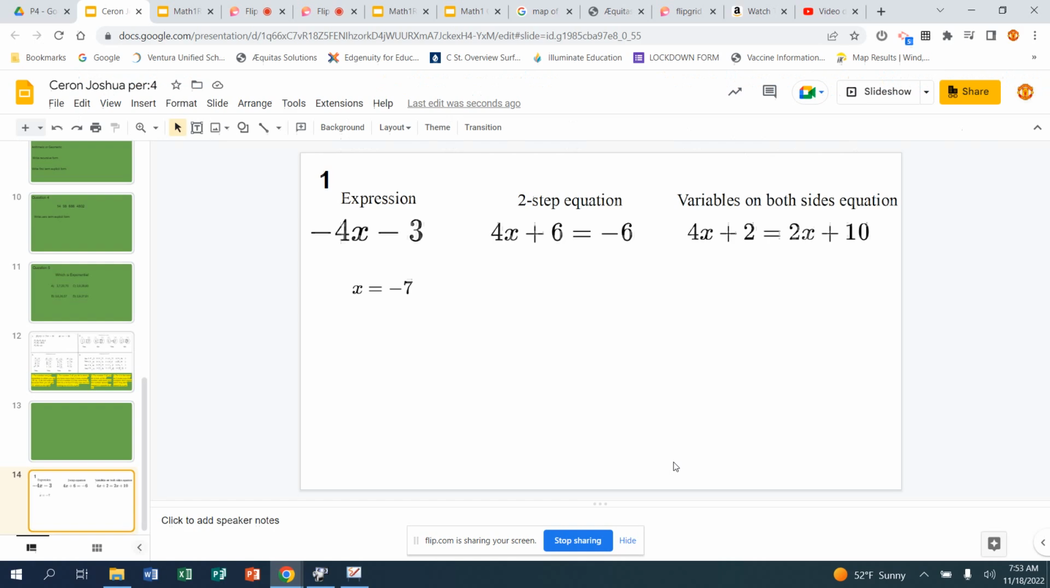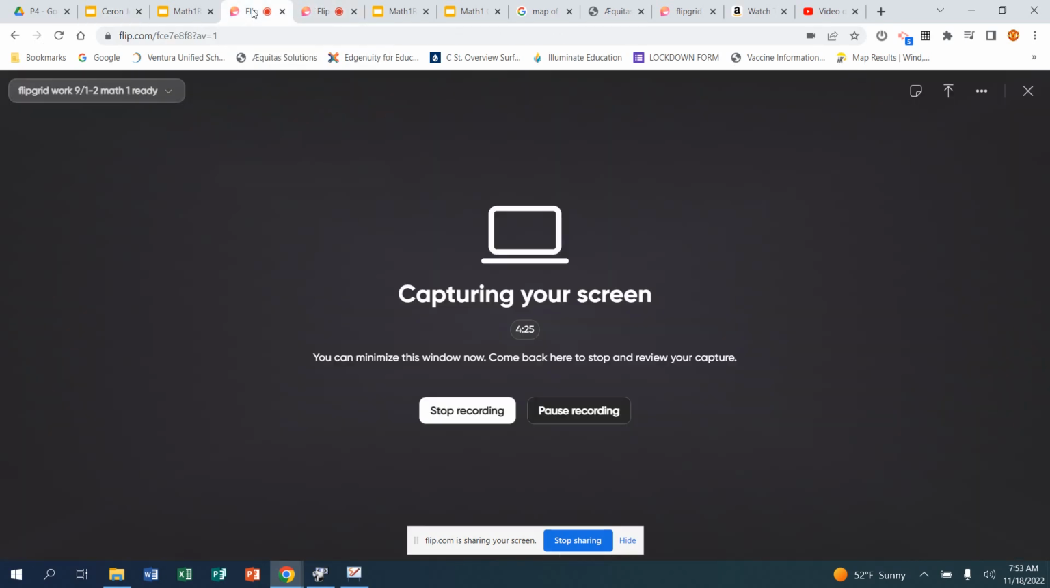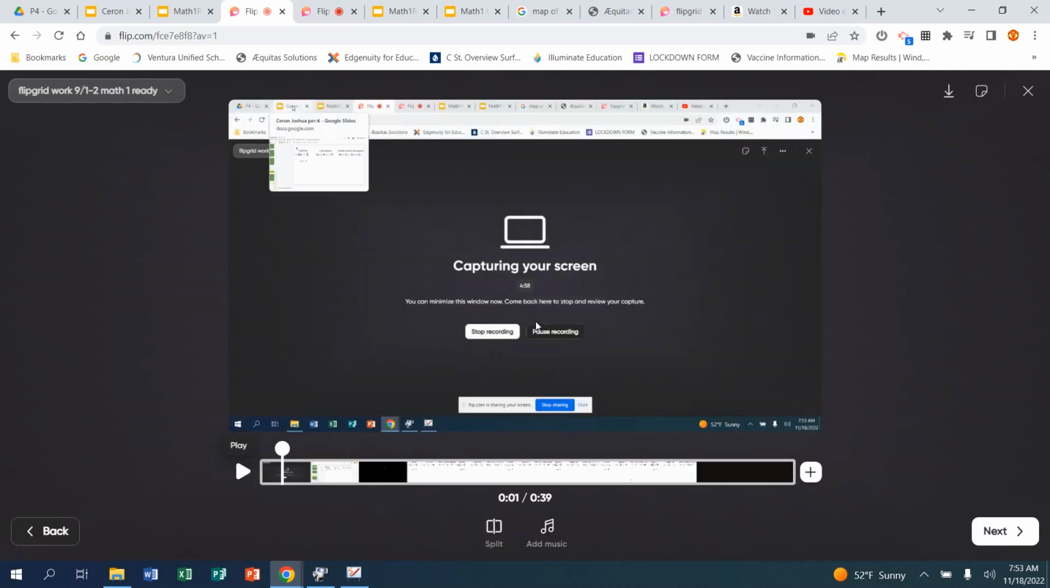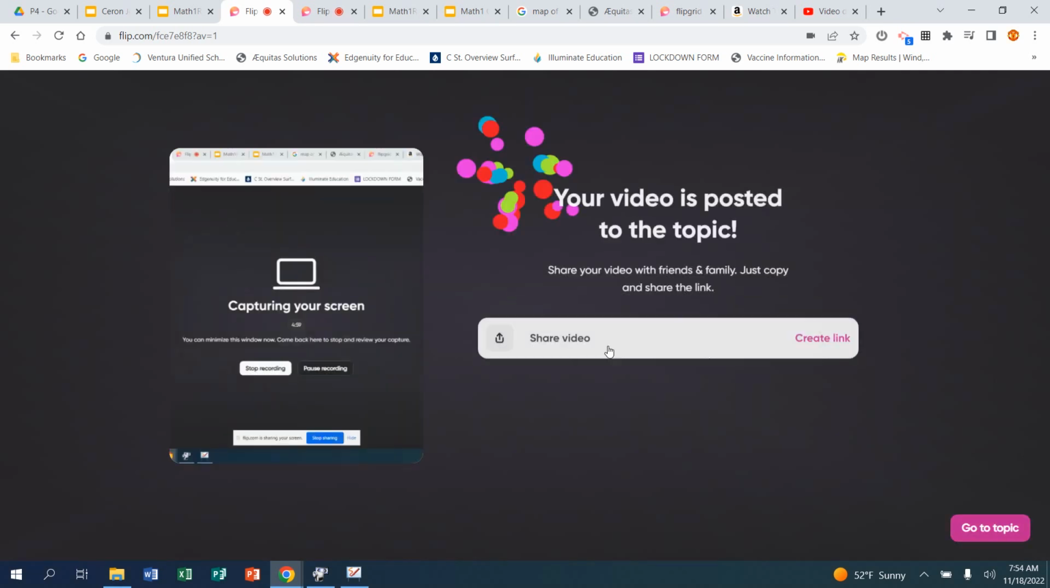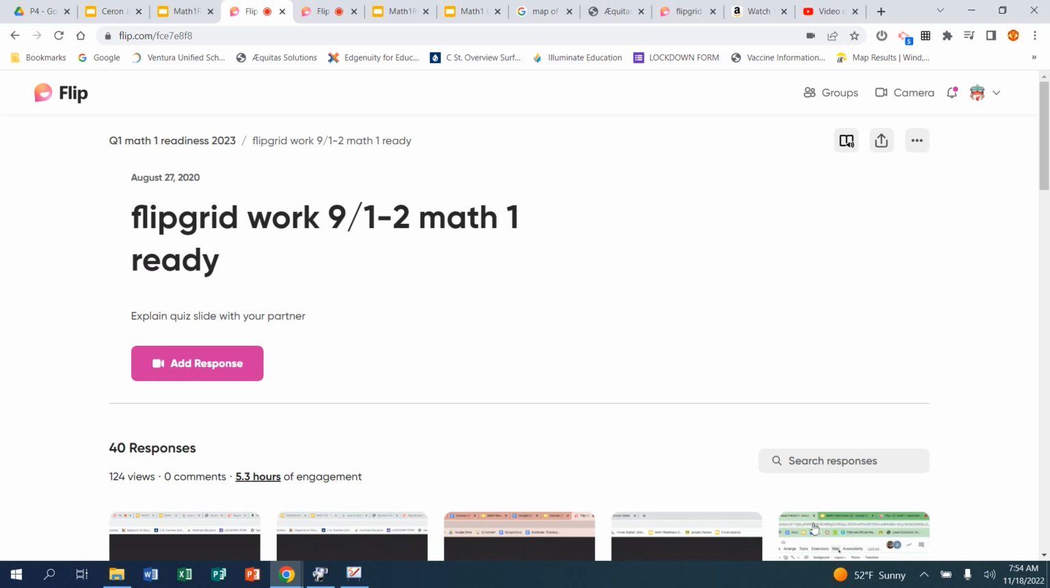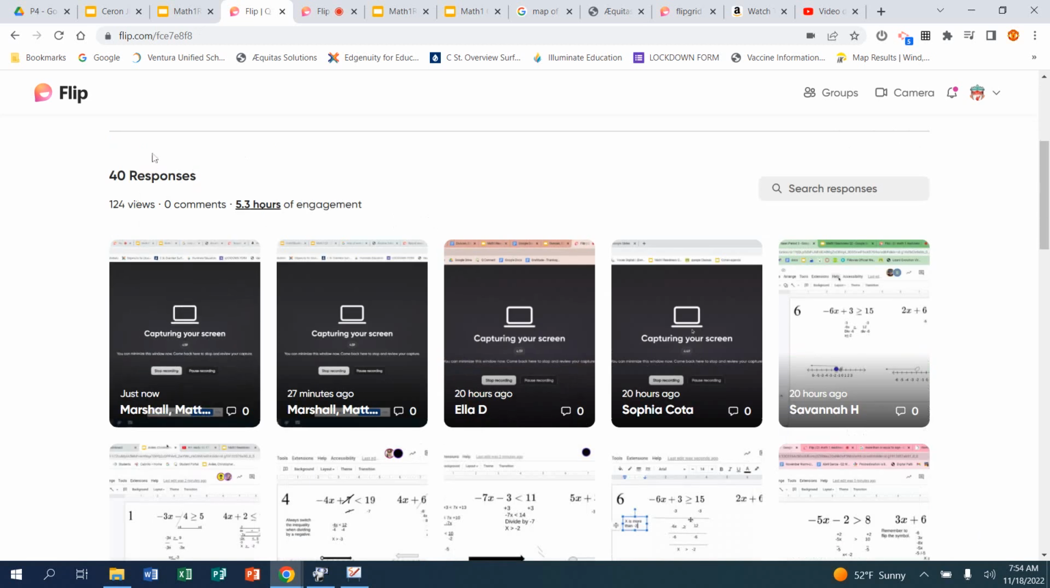Now you could escape out of here, hitting escape on your keyboard. Find the tab up there that has a little stop symbol. That means that's where you're going. Hit stop recording. It will let you review what you did. And if you like it, hit next, and then put your name on here. And then just hit post, and it will upload, hopefully, if you do it quick enough. And then we'll be able to see what you did.